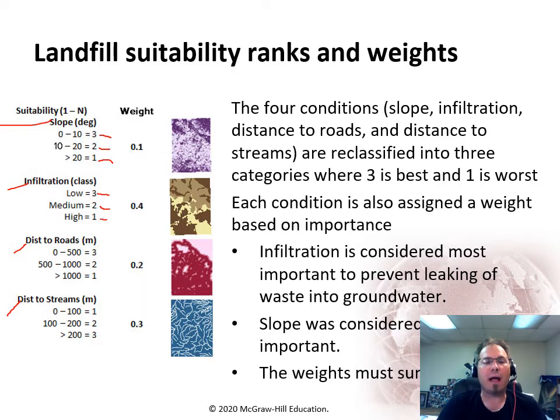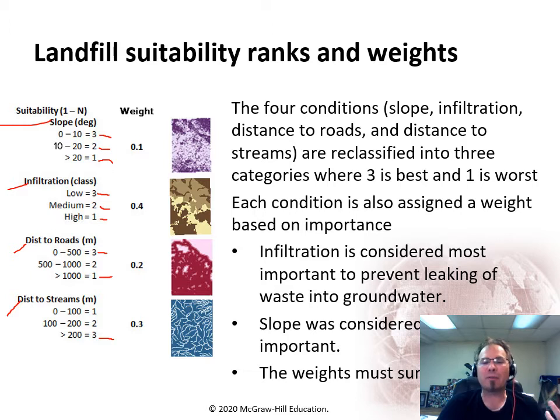Our distance to roads, obviously we want the smallest distances to be the most important, and then medium, and then anything larger than 1,000 meters starts to become economically prohibitive. And then same thing with distance to streams. Now this one's a bit opposite if you look at this. So 0 to 100 is a 1. We don't want it close to streams. We want it far away from streams. So anything greater than 200, we assign a 3. Now those assignments, those 1s, 2s, and 3s, are what's called reclassifying a raster, which I'll get to in a bit. Now the weights must equal 1.